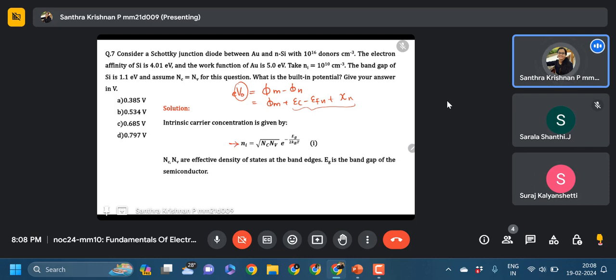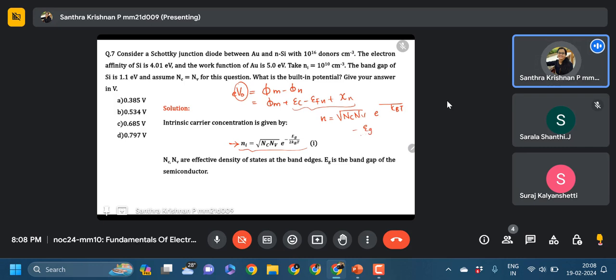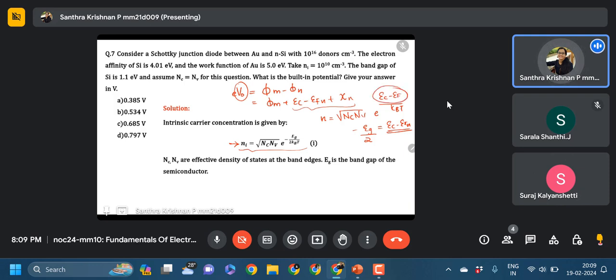So this particular equation we have, that thing we can actually modify. Ni, this is in case of an intrinsic semiconductor. Suppose we are taking an N-type semiconductor, you can write root of NC NV, e power, let KBT be here, this minus Eg by 2 we can write as EC minus EFN. Is it clear? So you got this directly by substitution, right? Yes. EC minus EFN. Now if we have this value, we can substitute here and find the value for V0.